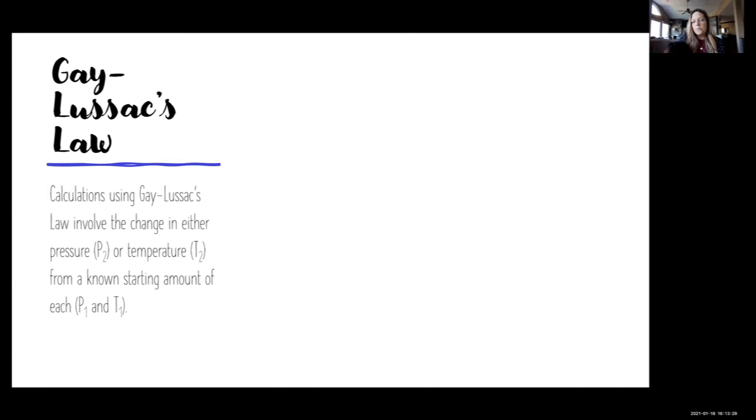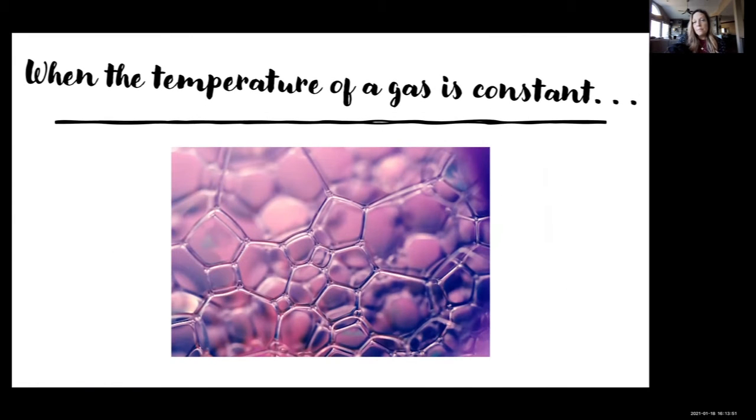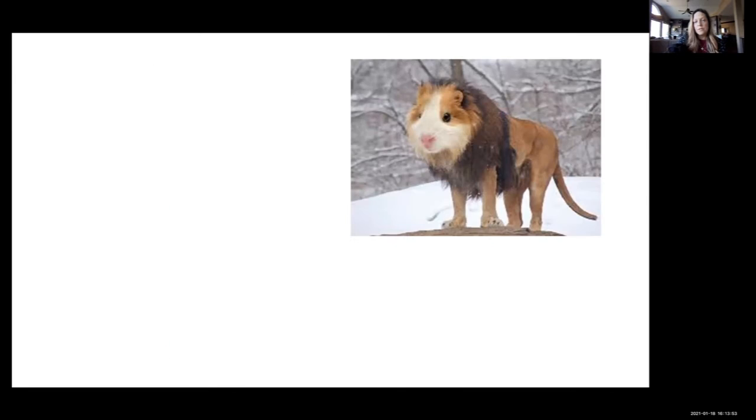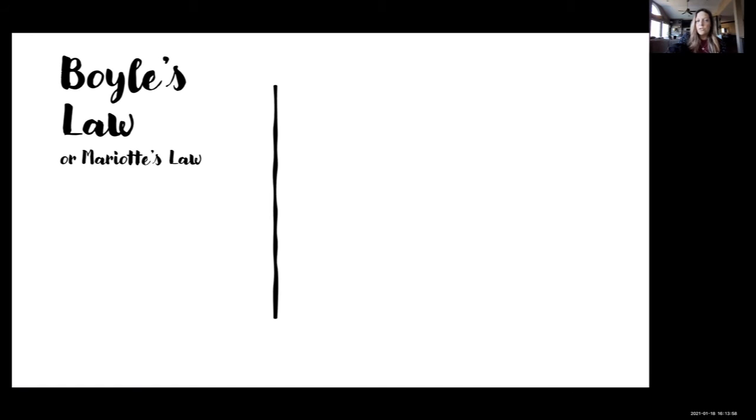So again, what we'll see here is our P1T1 and our P2T2, this being the changed amount and this being the starting amount. And again, in order for it to remain directly proportional, you would be multiplying by a common factor. So when we start talking about the temperature being constant, when the temperature of a gas is constant, we deal with Boyle's law, which is sometimes called Mariotte's law, but most frequently Boyle's law.